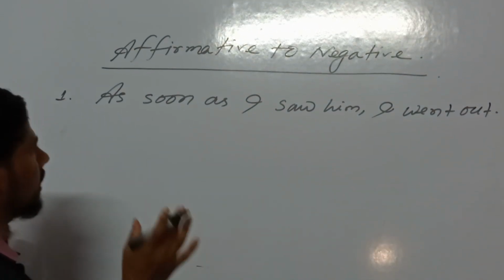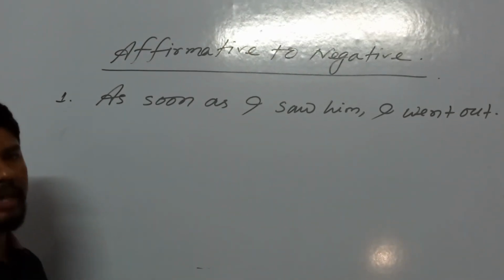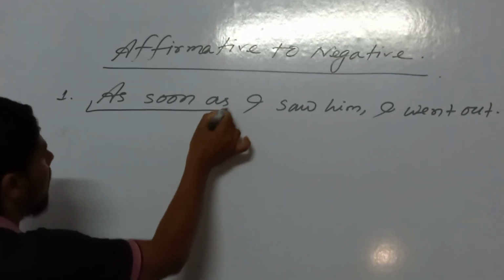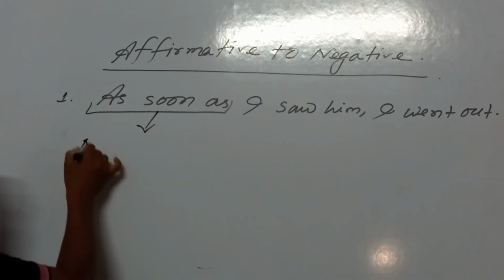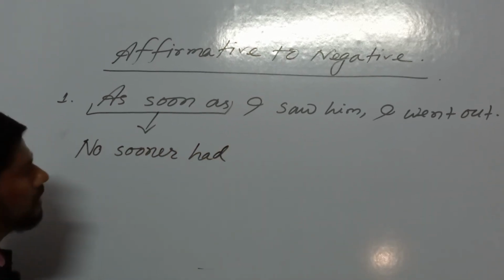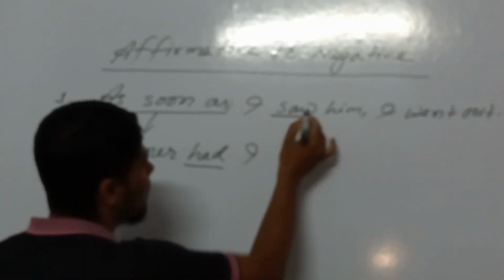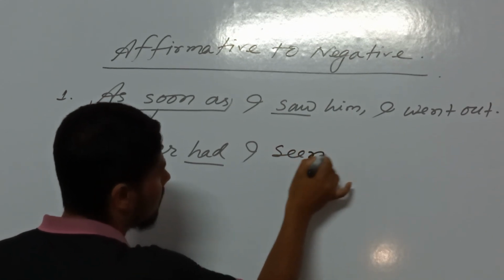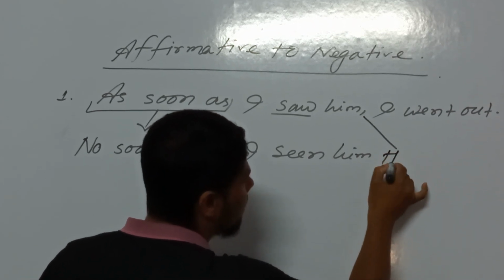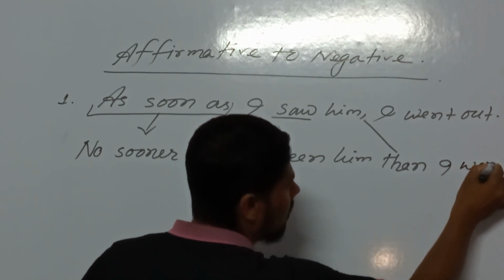So dear learners, look at the sentence. As soon as. If you find as soon as in an affirmative sentence, we have to make it negative by writing no sooner had at the very beginning. Then the subject, and as you can see, with had the verb will be in the third form, seen. And omitting the comma, we have to write then, D-H-A-N, and then the rest of the sentence: I went out.